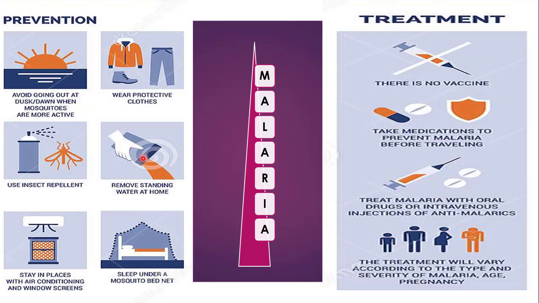Then stay in places with air conditioning and window screens. Then use a mosquito net, like a mosquito bed net. This is the best prevention one can take, along with avoiding going out at dusk or dawn. These are the must-have precautions, like wearing protective clothing and insect repellents. All these preventions one should take in order to avoid malaria.